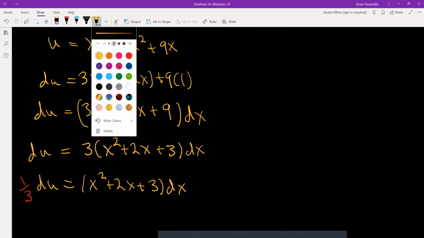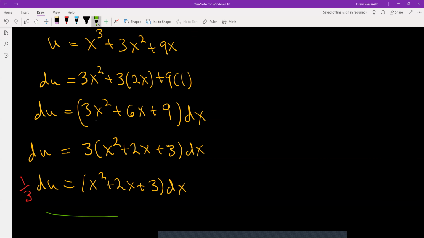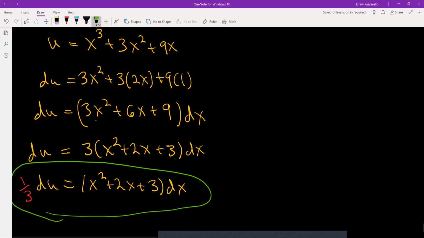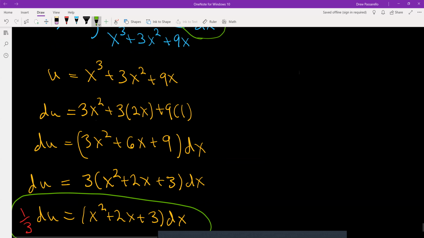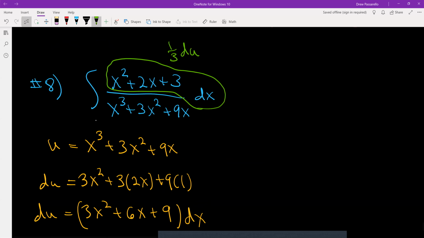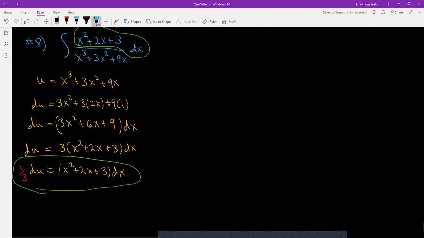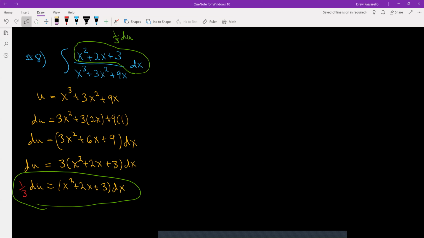And I put it all in parentheses. The dx is applying to that entire expression. So this is what we have here. All right, that's my 1/3 du. And everything on the bottom is u. So now I can make the substitution. All right, so what I circled in green down at the bottom, that's the same thing as the x squared plus 2x plus 3 dx. So it's 1/3 du.